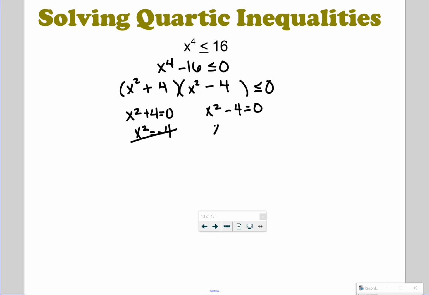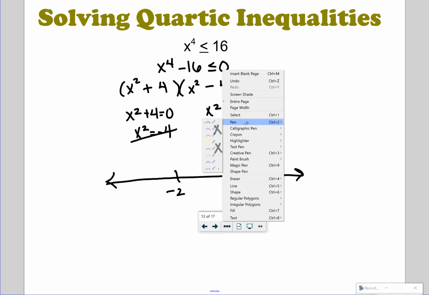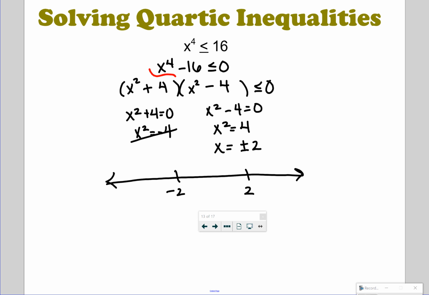For the other one, I'm going to add 4 and then take the square root because it's an even root. Don't forget your plus or minus. So positive and negative 2 are my breaking points. Negative 2 and positive 2. And when we plug our numbers in, remember we're plugging them in here where my inequality is less than or equal to 0. So here also we want to think about we're looking for negative values. That's where our solution set's going to be, and the values that are equal to 0.